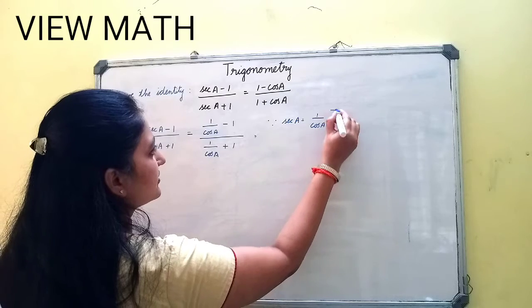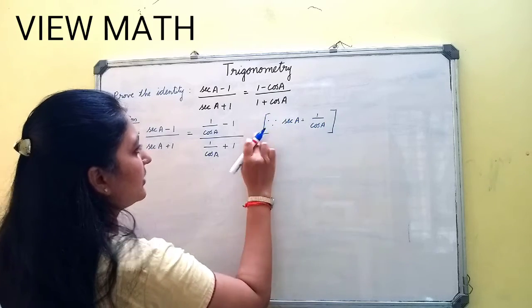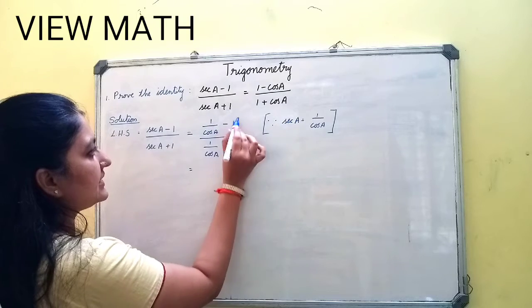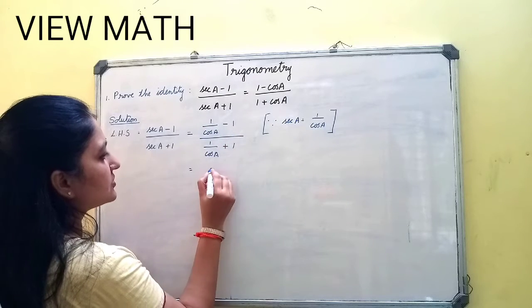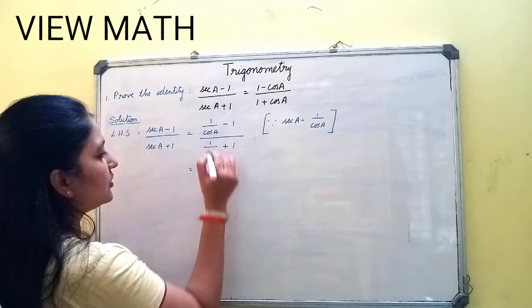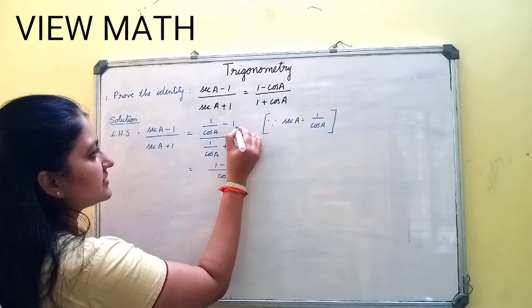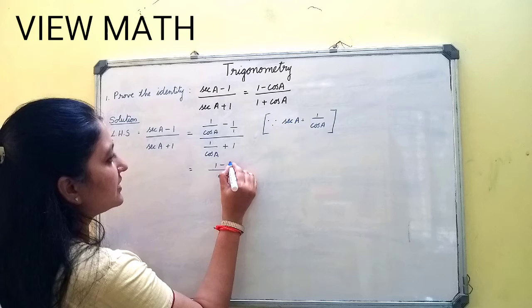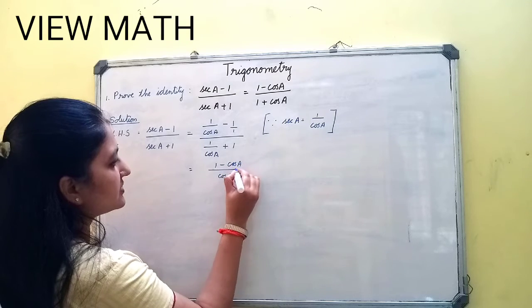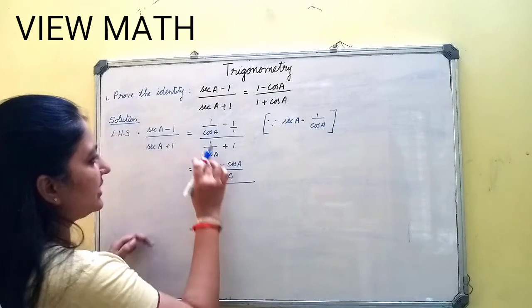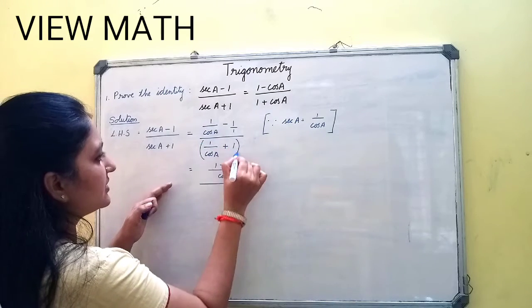So each and every time you can write the reason why you are changing it. So now this is equal to, now let me take LCM on the numerator. So cos A is the LCM: 1 minus, as here the denominator is 1, I have to multiply the numerator by cos A. So it is cos A. The whole thing divided by, this division.